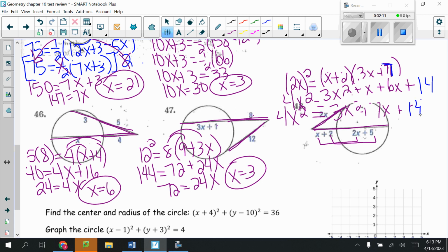So I'm going to move everything over. When I subtract 3x squared over, 4x squared minus 3x squared gets me x squared. I'm going to move my 7x as well. Sorry, this was really 7x, and 6x is a 13x. So I'm going to subtract my 13x over and my 14 over. All of that equals 0.